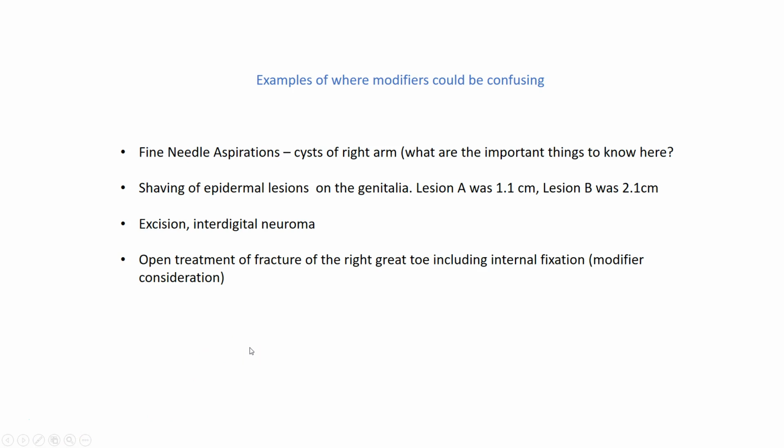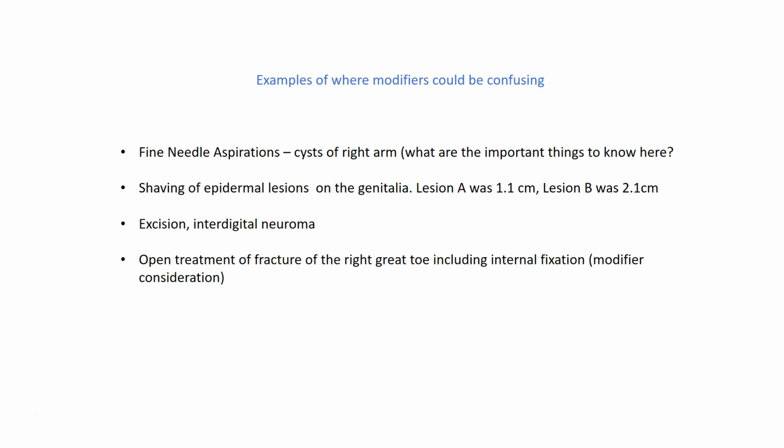Also, here's some examples of where some modifiers might be confusing. Fine needle aspirations. For instance, a cyst of the right arm. What are the important things to know here? We certainly need to know the type, we need to know the location, and we need to further define. So those are areas that we need to be focused on.